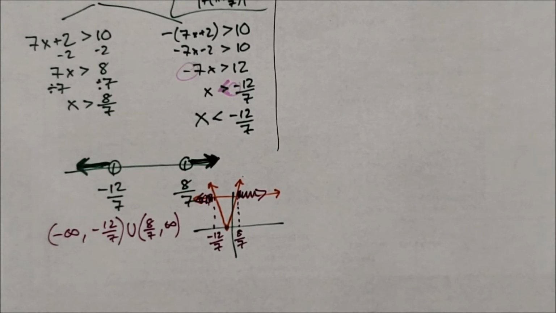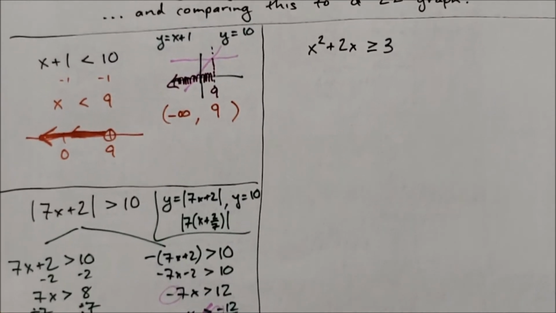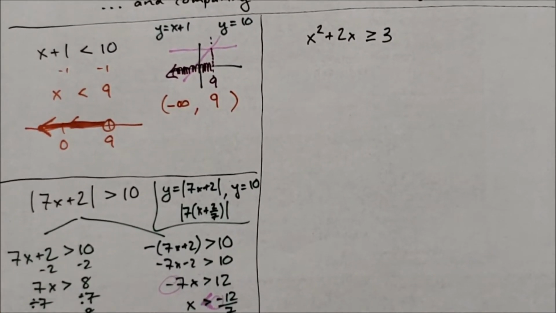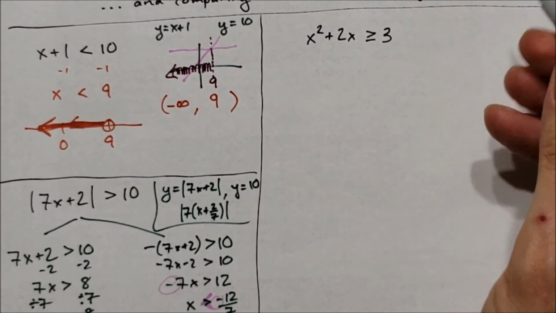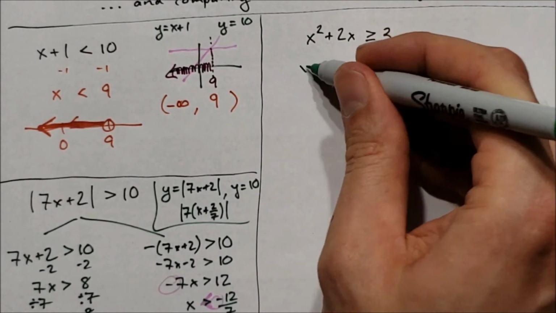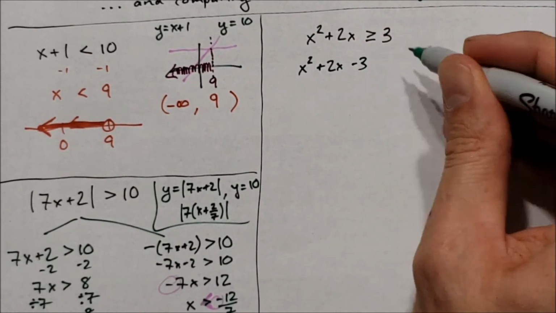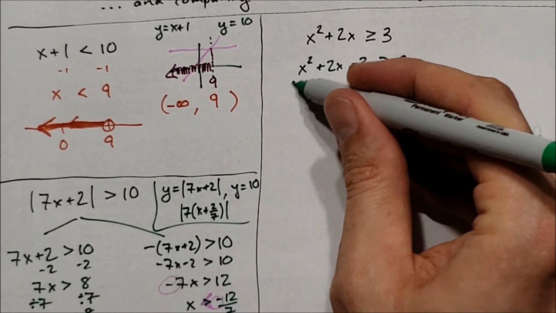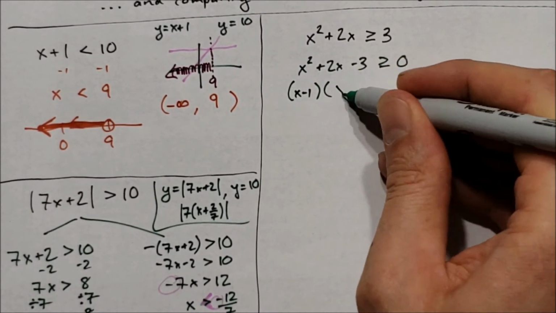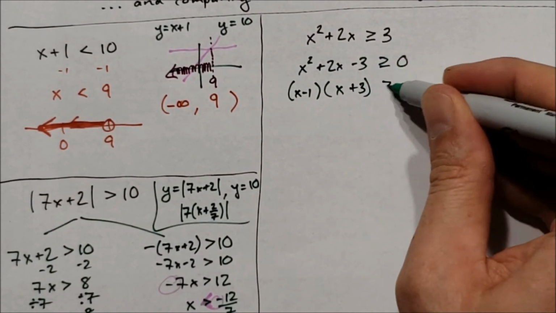Let's look at a quadratic now. X squared plus 2x is greater than or equal to 3. In this case, it's a quadratic, so we're going to want to find the roots. All of our important points are going to be roots. So we're going to set this equal to 0, or in the inequality, greater than or equal to 0. So we're going to subtract 3 from both sides. So that's x squared plus 2x minus 3 is greater than or equal to 0. At this point, we would want to factor it. This can be easily factored into x minus 1 times x plus 3 is greater than or equal to 0.